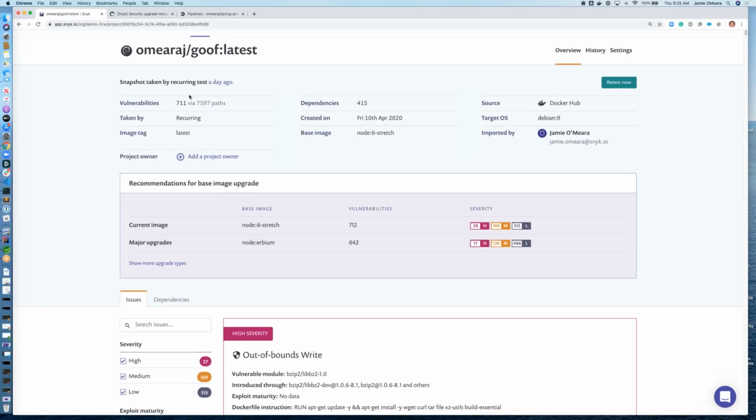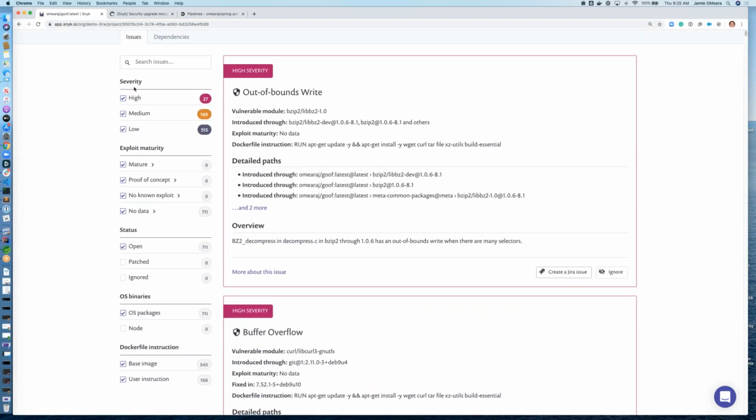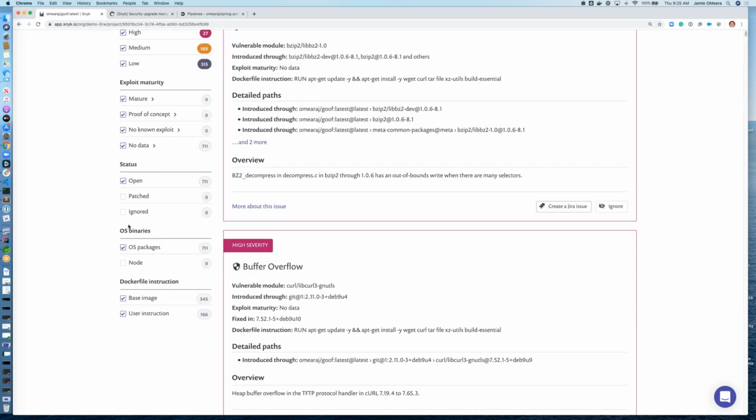So real quick, you can see the number of vulnerabilities here, the number of dependencies. Again, you'll see the source. This one happens to be Docker Hub. And most importantly, you'll see a couple of things here. You'll see the base image. So what was the image that I used to create the container? And then what was the image tag? From that, I get the same set of information with severity and exploit maturity, but you'll notice that I have some new areas down here. So I have stuff for the OS binaries as well as the Docker file instructions.